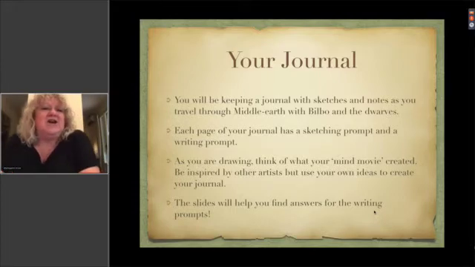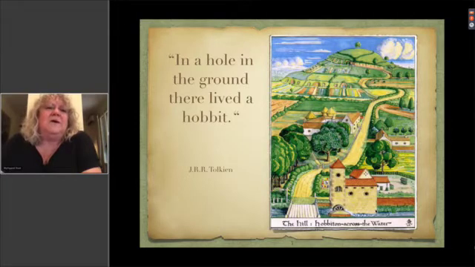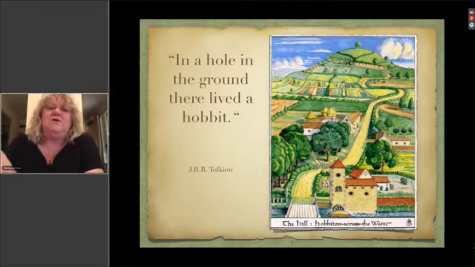So we're ready to start. I'm going to read you this. Everybody's heard this. In a hole in the ground, there lived a hobbit. This is probably one of the most famous quotes in any English novel ever written. If you go anywhere in the world and say this even in English, people are going to know what you're talking about. That's how popular this book has become.